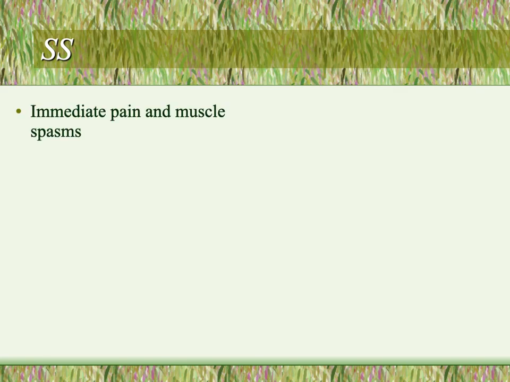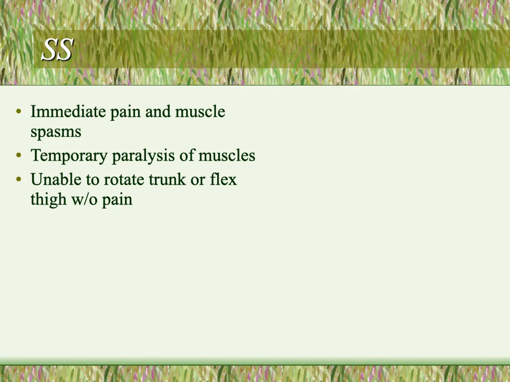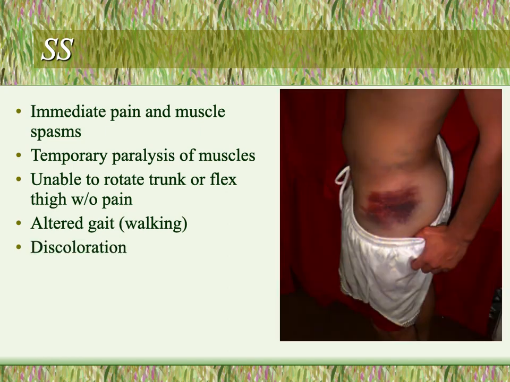So we have immediate pain and muscle spasms with this. We may actually have temporary paralysis of the muscles. That means the muscles can't move. Again, it's temporary. It doesn't last a long time. The person may be unable to rotate their trunk or flex the thigh without pain. Now, the trunk muscles attach to our pelvis, so that's why that happens. We can have altered walking or gait. Definitely will have discoloration a day or two later.